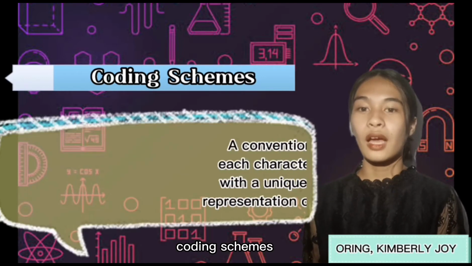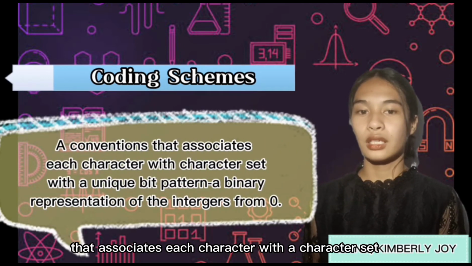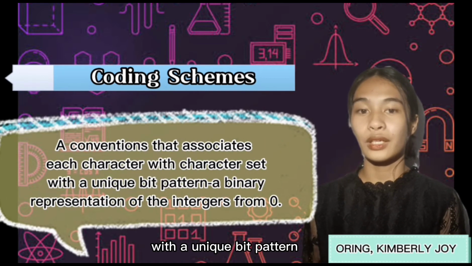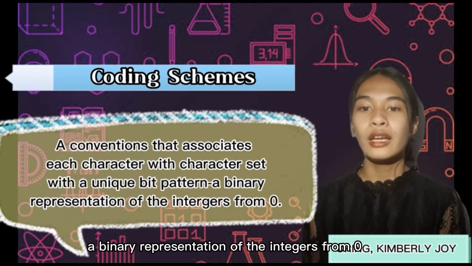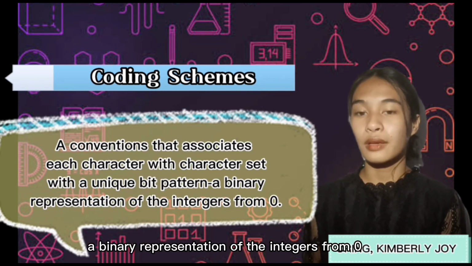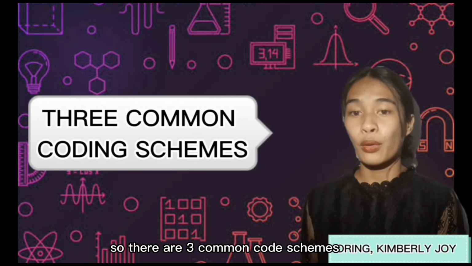Coding schemes: a convention that associates each character in a character set with a unique bit pattern, a binary representation of the integers from 0. So there are 3 common coding schemes.